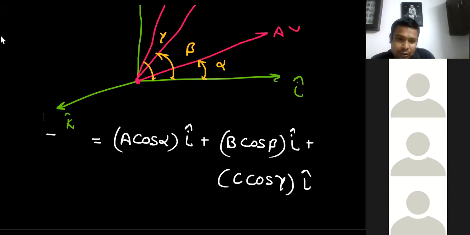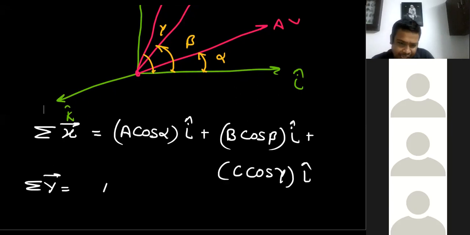So if you want to add more than two vectors, then first of all write all x components and add them. So the summation of the x component vector, clear, my dear friends? Similarly, tell me, my dear friends, what is the y component vector? The summation of y components: A sin alpha j cap.